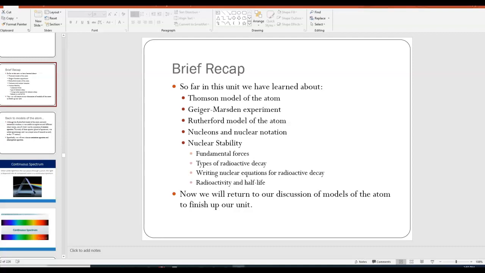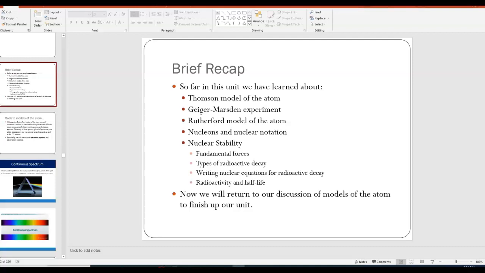After that, we learned how to write nuclear equations specifically for radioactive decay. There are other types of nuclear equations that we will see in the next unit. But so far, the only types of nuclear equations you should be able to do relate to radioactive decay. And then we talked about the law of radioactivity, how radioactivity is a random and spontaneous process, and then the concept of half-life and activity, and how that is kind of like an exponential decay type of thing.